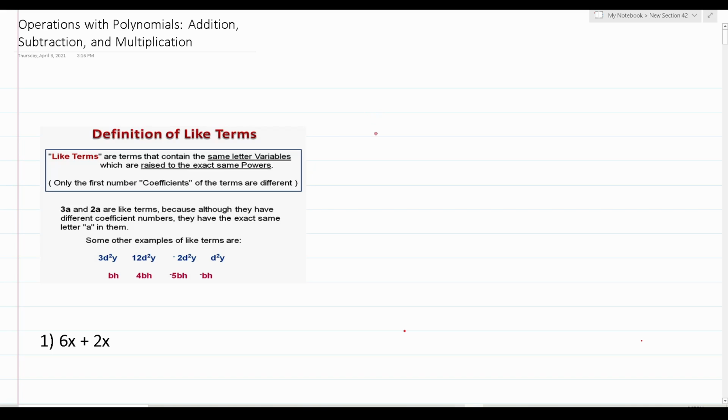So for example, let's take a look at two terms, notably 3a and 2a. Are those like terms? Well, they have the same letter variable. In 3a, our letter variable is a, and in 2a, our letter variable is a as well. Likewise, these are both raised to the first power. Therefore, they are like terms. And one thing you can do with like terms is you can add and subtract them. So 3a plus 2a would be 5a.